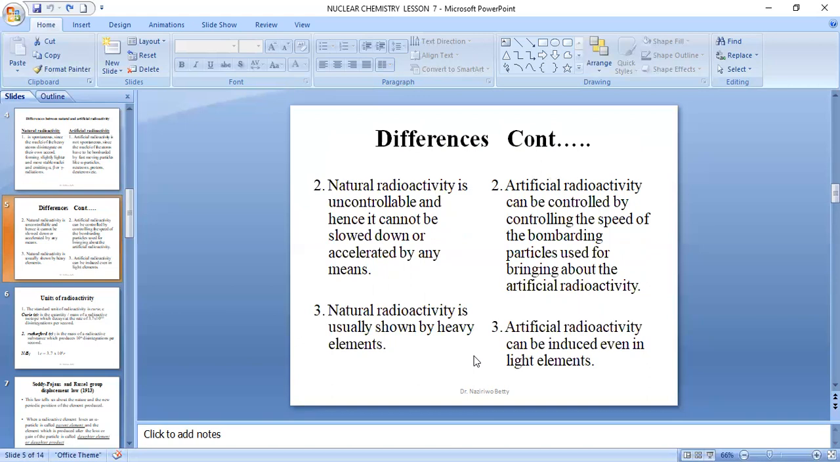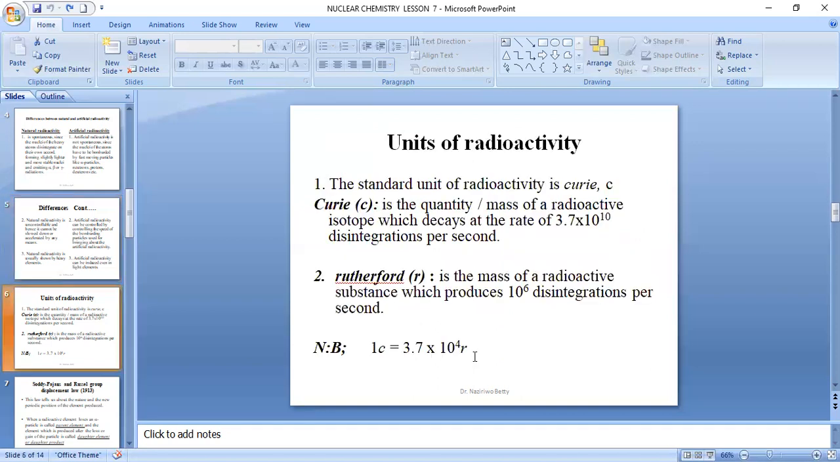Natural radioactivity is uncontrollable and hence it cannot be accelerated by any means, while artificial radioactivity can be controlled by controlling the speed of the bombarding particles. Natural radioactivity is usually shown by heavy elements, while the artificial can be induced even in lighter elements.